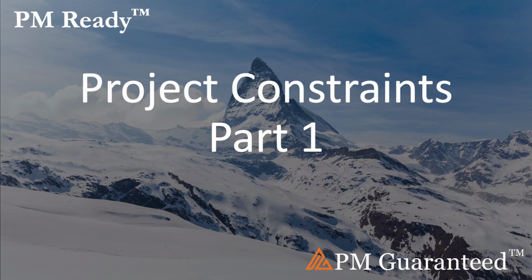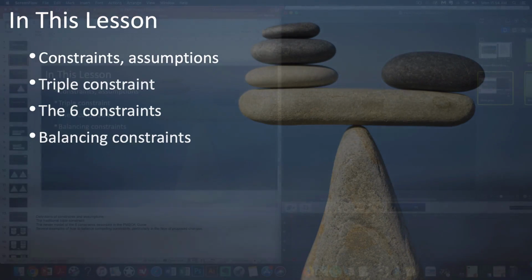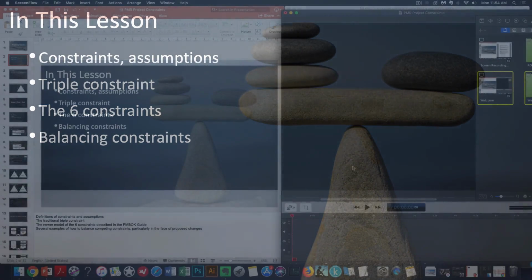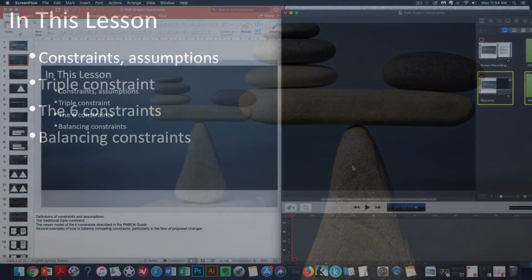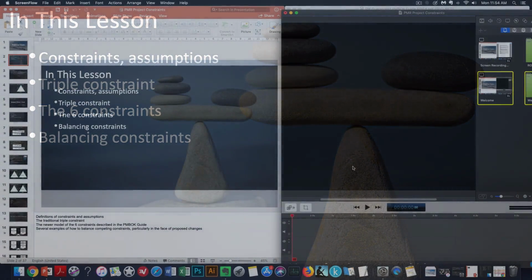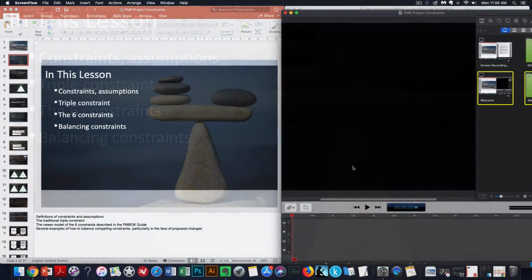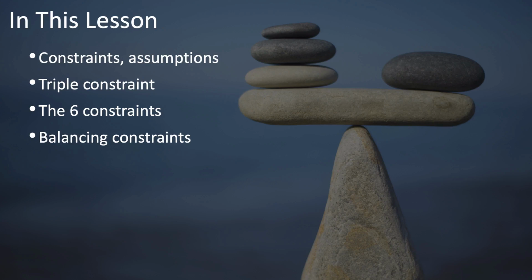This is the lesson about project constraints, Part 1. This lesson covers the definitions of constraints and assumptions and how they're different, the traditional triple constraint, the newer model of the 6 constraints that is described in the PMBOK guide, as well as several examples of how to balance competing constraints, particularly in the face of proposed changes.